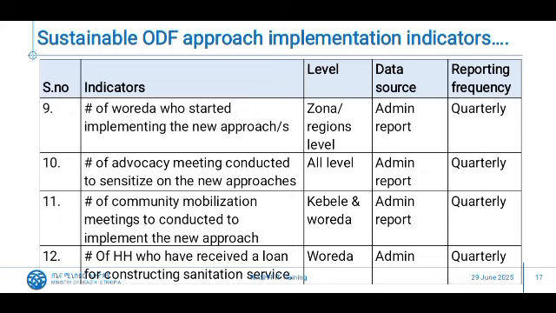Number of community mobilization meetings conducted to implement the new approach. Kabale and Warada level administration report data source. Time of reporting quarterly. Number of households who have received a loan for constructing sanitation service. At Warada level, administration report quarterly.